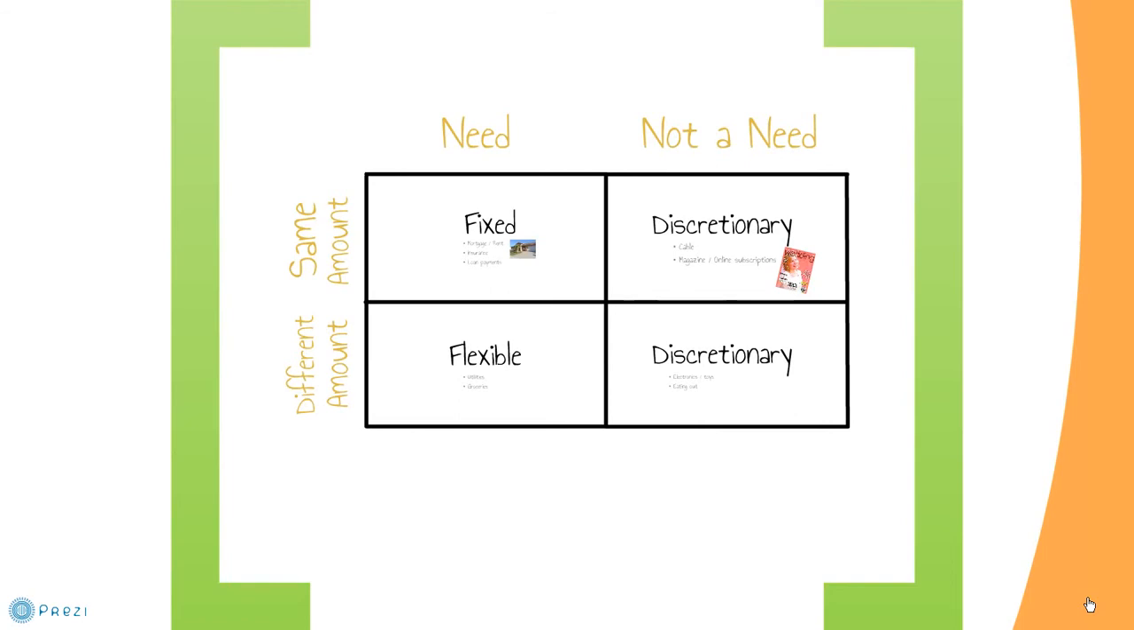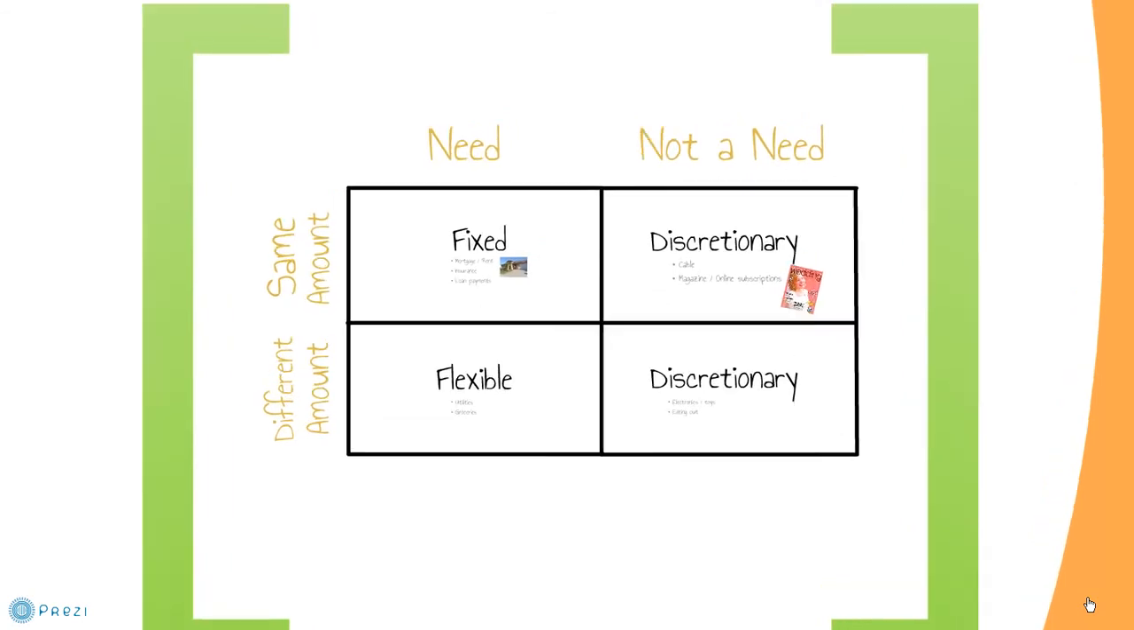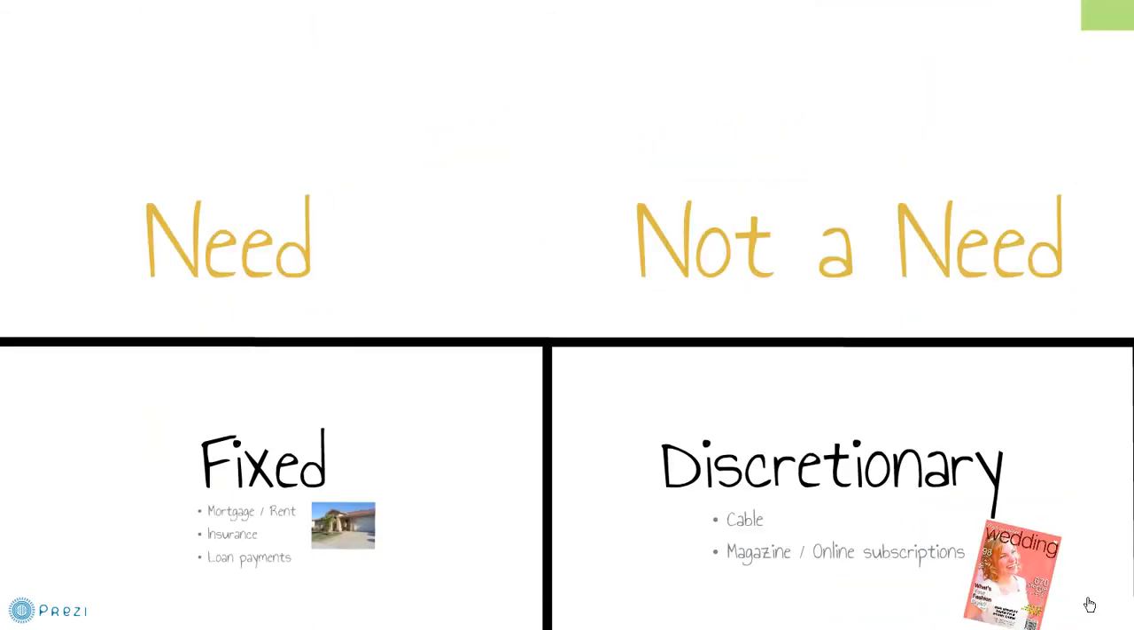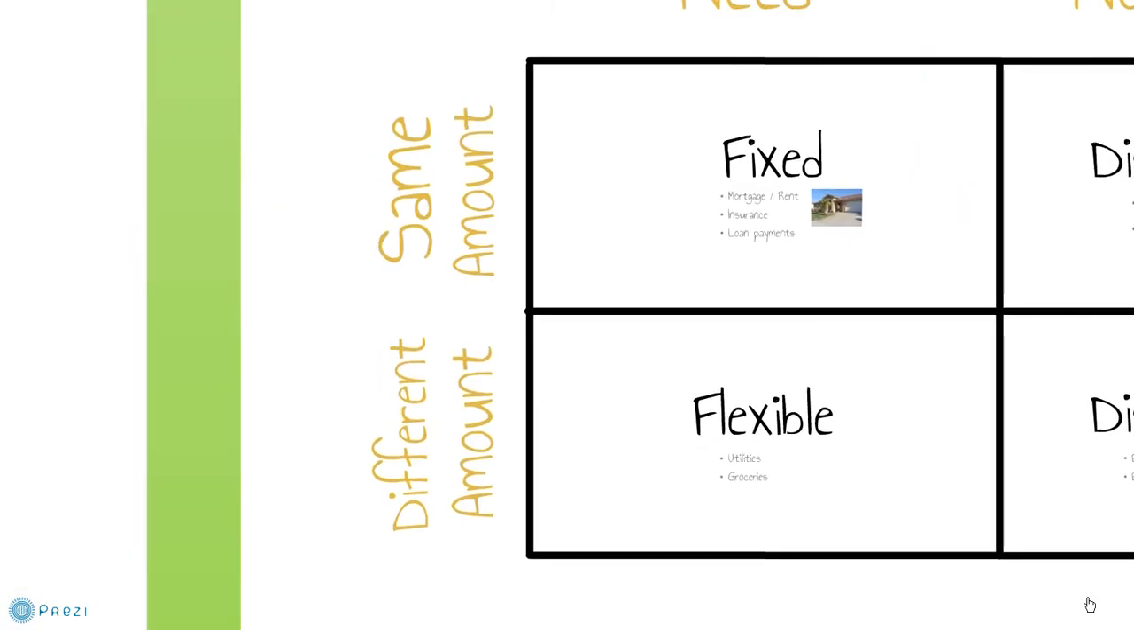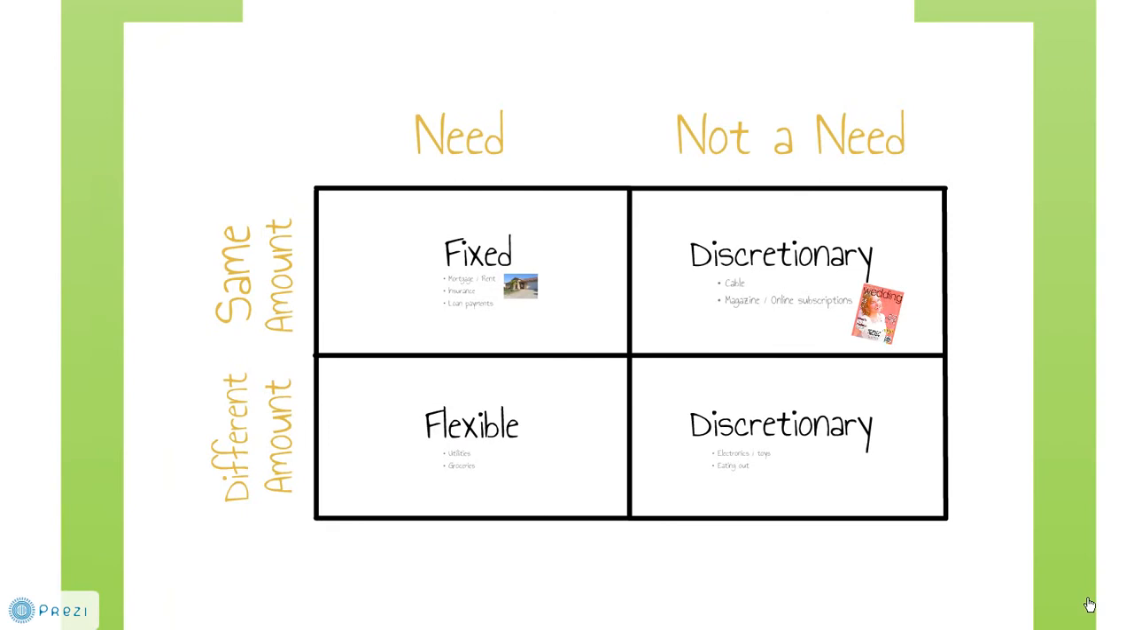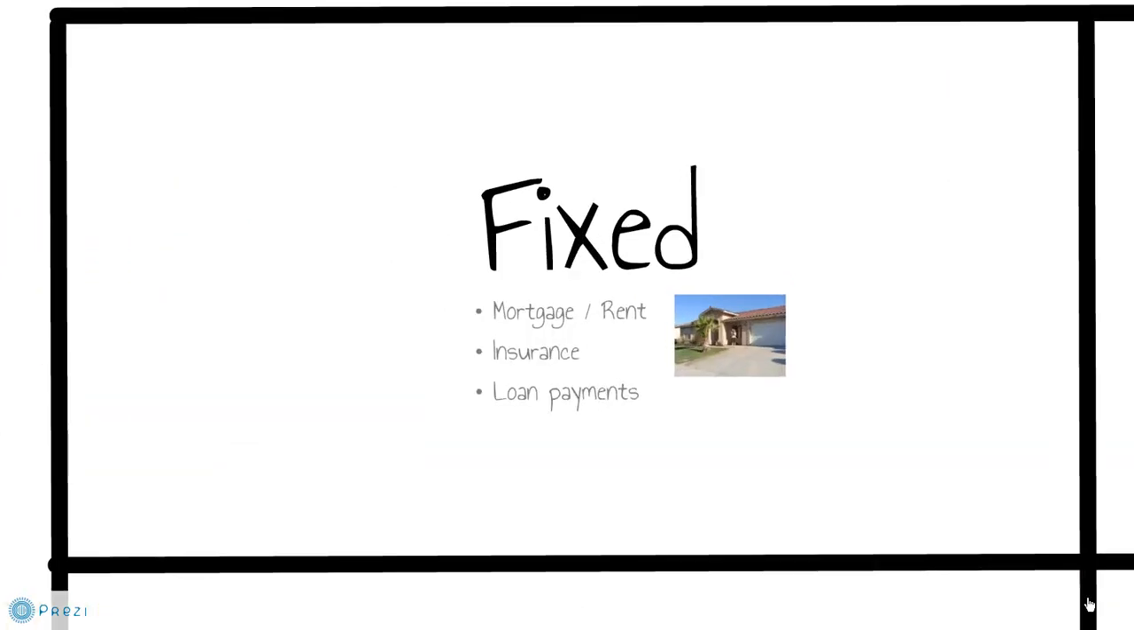We can divide these expenses 2 ways. On the top, it tells us if the item is a necessity. On the left side, it tells us if the payments for the items remain the same month to month. Expenses that we need to make, which are generally the same every month, are fixed expenses. Some common fixed expenses include things like your rent or mortgage payments, insurance payments, and loan payments. Fixed expenses are usually pretty easy to predict and plan for.